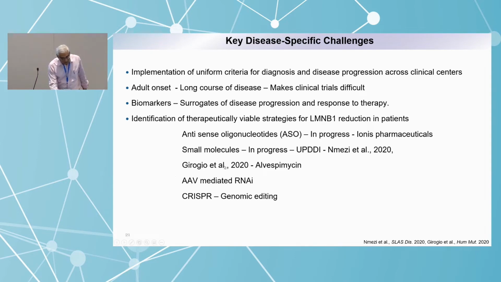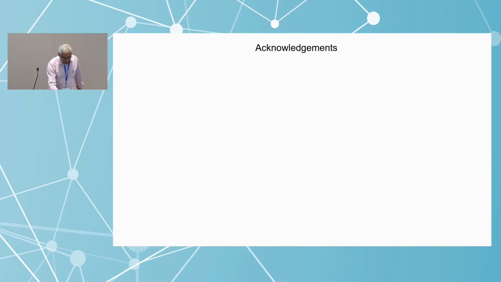Again, Alfredo Brusco's group had done a similar piece of work using FDA compounds, and they identified alvespimycin, which I think is an HSP90 inhibitor, but I think they have issues with toxicity there. We are also looking at AAV-mediated RNAi therapy and CRISPR genome editing to see if we can downregulate the overexpression. So I will stop there.